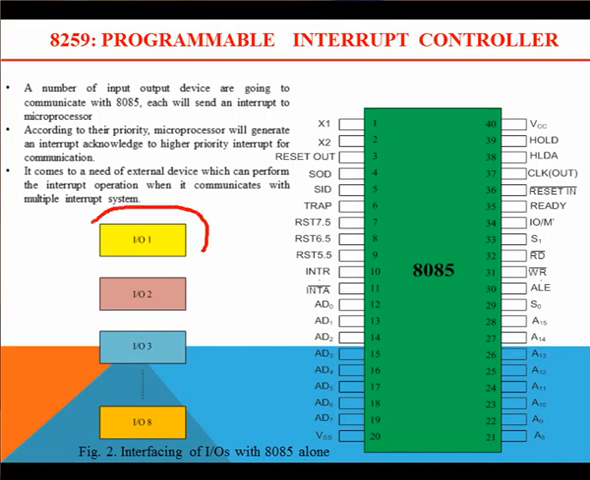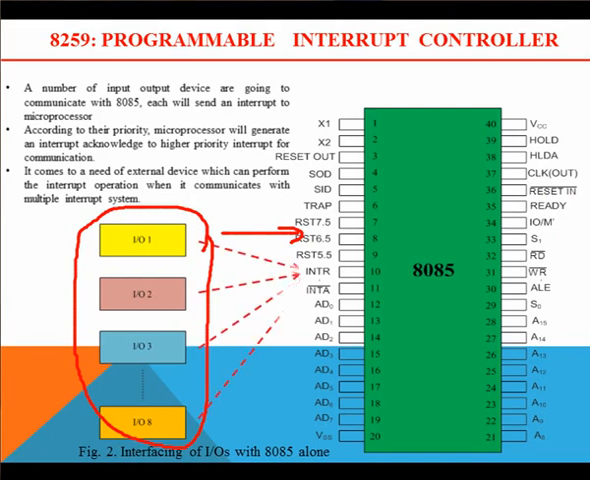Suppose a number of input-output devices, that means IOs, are going to communicate with 8085. Each IO will send an interrupt to the microprocessor. Here we can see like red lines, each IO is sending an interrupt to the microprocessor. Now the microprocessor will check the priority of each input.